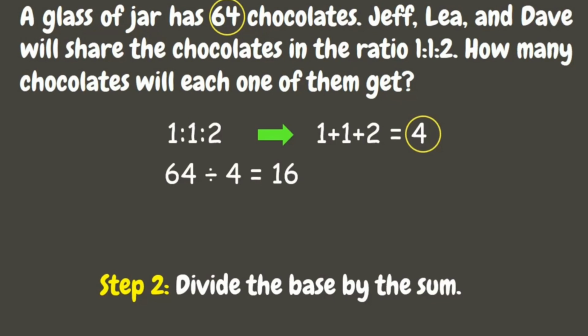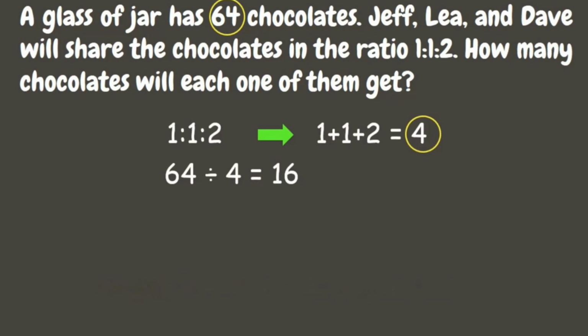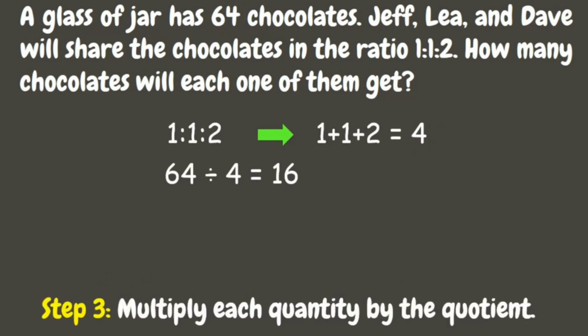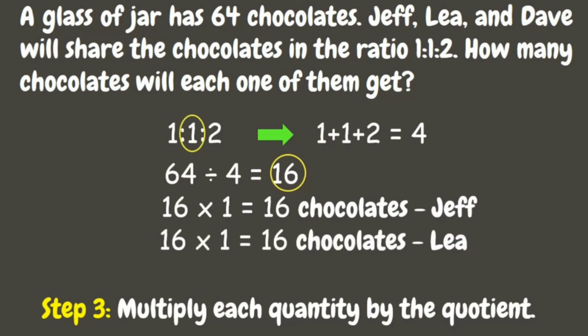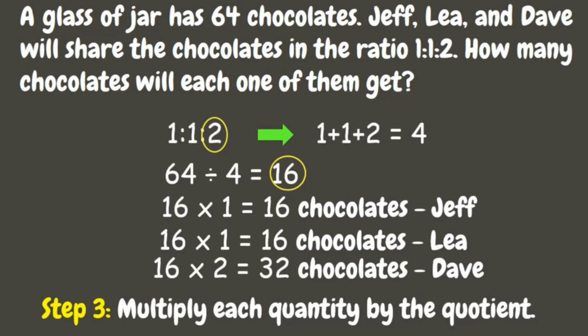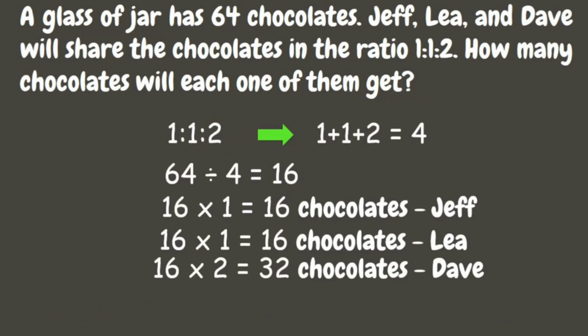Then to get what each person will get, we multiply 16 by each person's ratio. For example, Jeff has a part of 1. So when we multiply 16 by his part, which is 1, we get 16 chocolates. For Leah, who has a part of 1, we multiply 16 by 1 and we get 16 chocolates also. But for Dave, who has a part of 2, we multiply 2 by 16 and the answer is 32 chocolates.